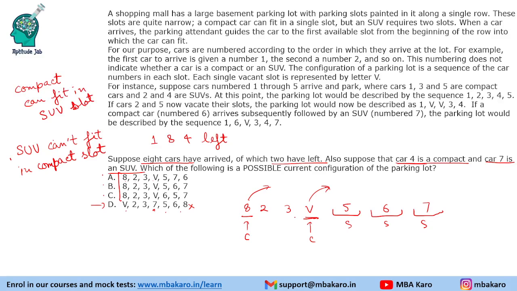So we can have 823 V 567. Obviously one can logically remove 576 because 6 will come first, and 657 because it should be 5, 6 and 7, and none of them can fit in the vacant slot because V is vacant. That means that it was a compact slot and these cars are all SUVs. So that is the right answer.